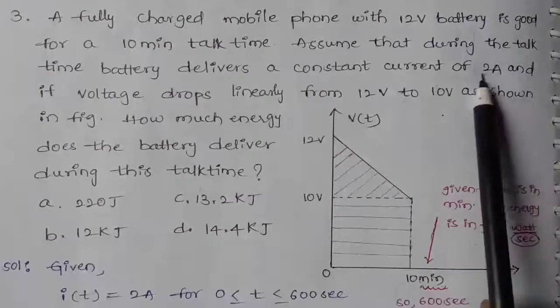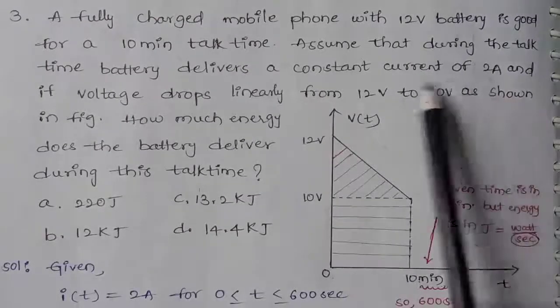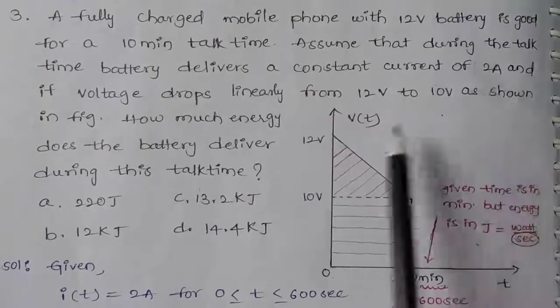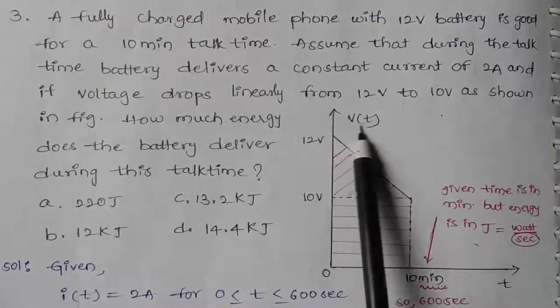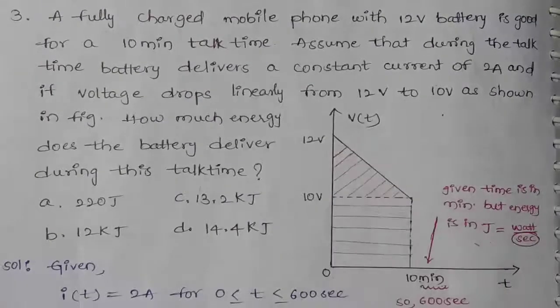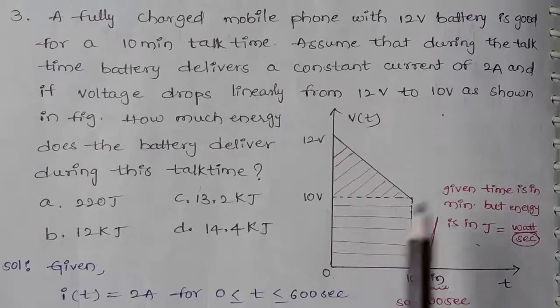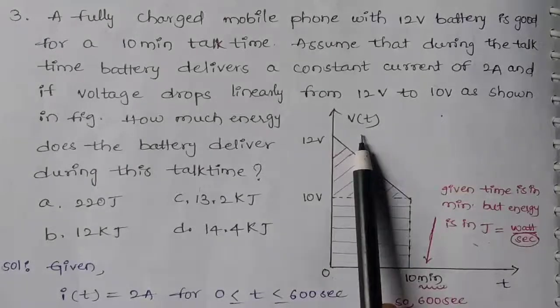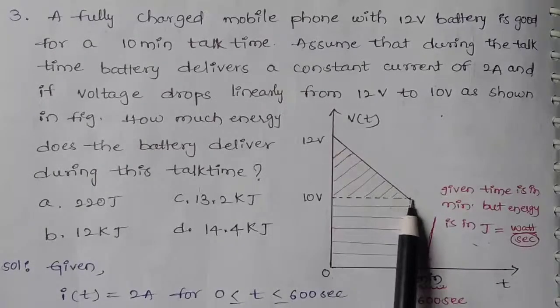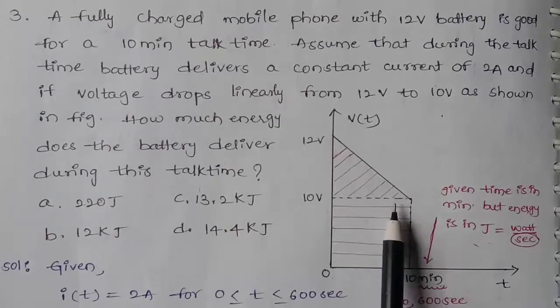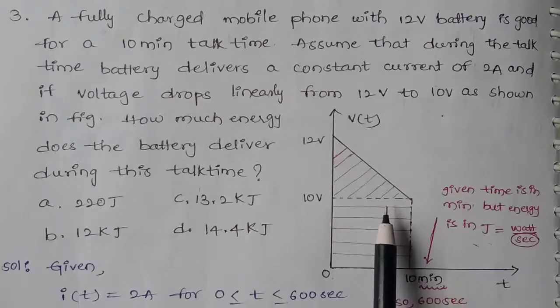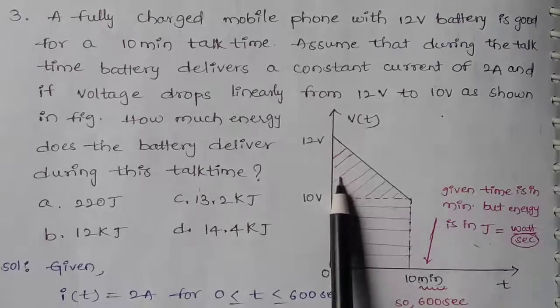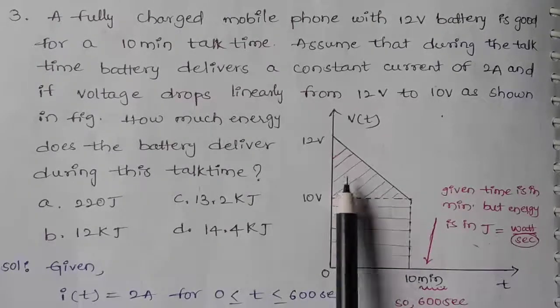We are given the 2 ampere constant current, and we need to find this voltage expression by using our straight line equation. But I am not choosing that method, because in the GATE exam we need to solve any question within minutes, so we will be solving this question by the area approach. Look at the area approach.